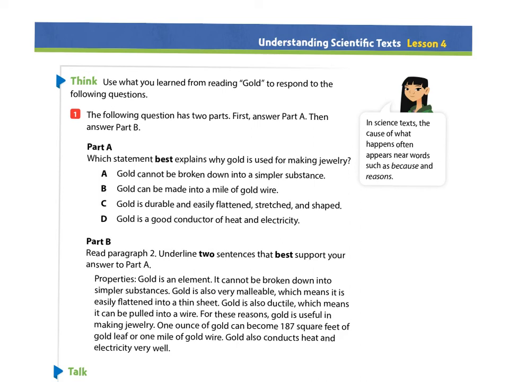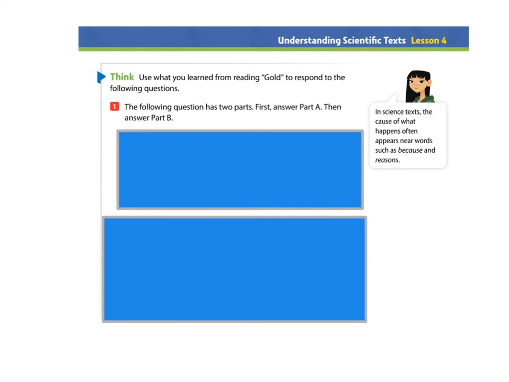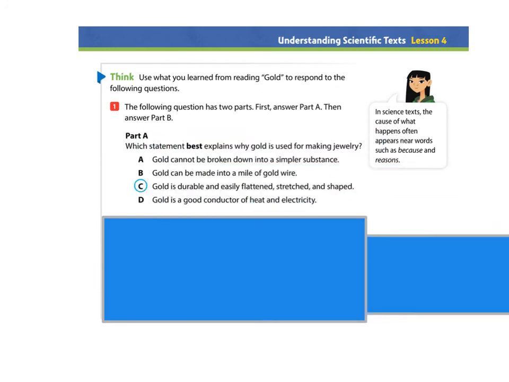All right, let's go ahead and look at that Part B that backs it up. It says, read paragraph 2 and underline 2 sentences that best support your answer. The very best answer is on your screen, and it is C, and I think almost every person that I saw click in chose C as the strongest answer. Good, so now Part A. We're looking for answers that prove gold is durable and easily flattened, stretched, and shaped.